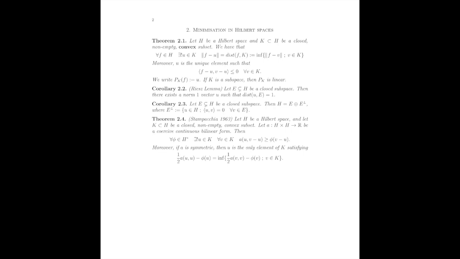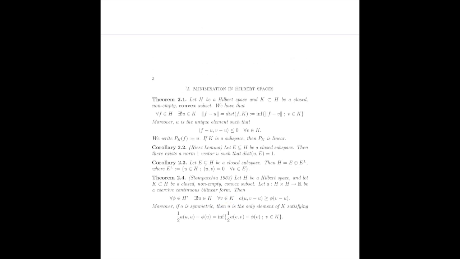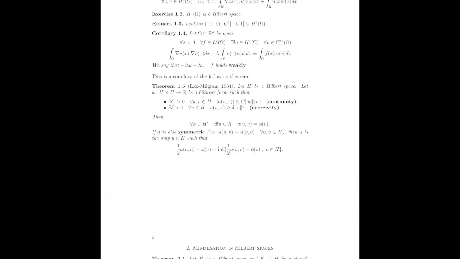So we have a coercive continuous bilinear form, exactly like in the Lax-Milgram theorem, and we're going to show a very similar conclusion that whenever you have a linear form, you can find a unique solution in your convex set K to this optimization problem. This is now an inequality over the convex subset, as opposed to being an equality as we did have in the Lax-Milgram theorem.